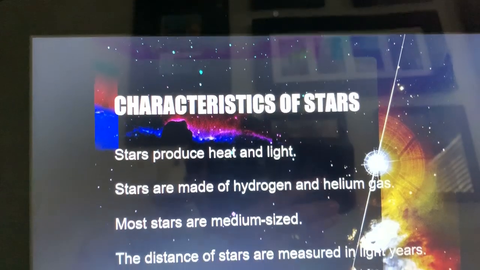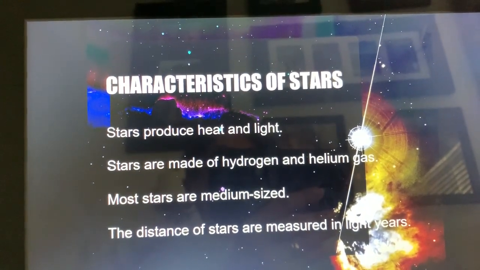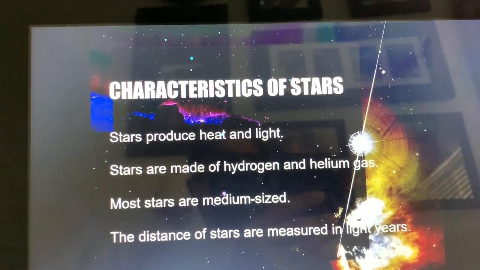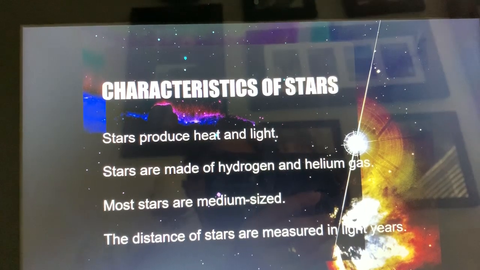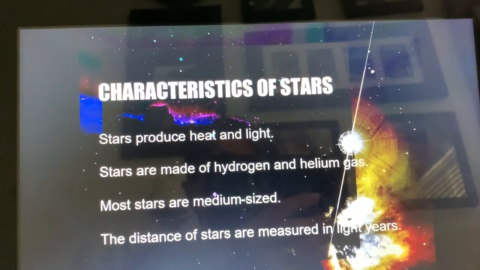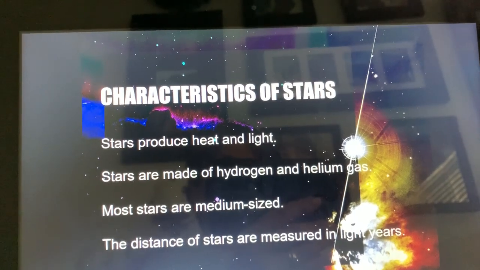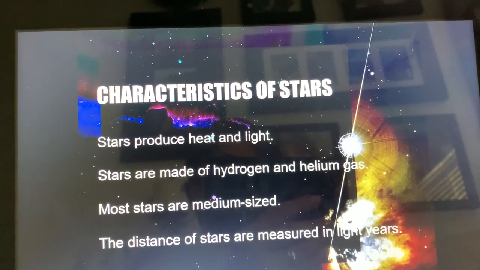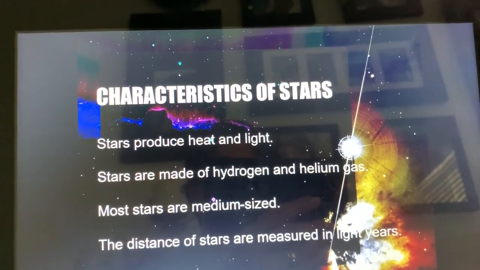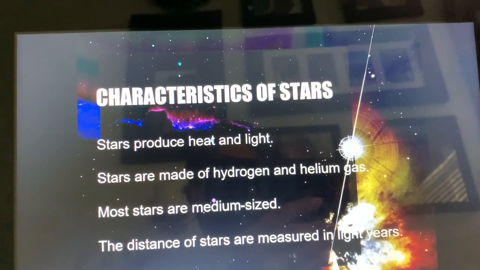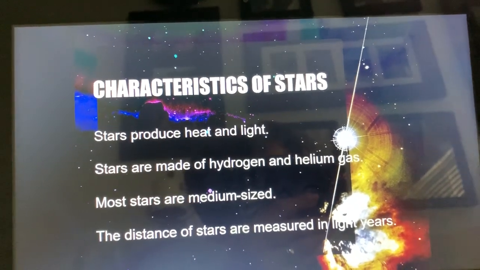Okay? So what are the characteristics of stars? And as you look at them, I want you to think of the sun because that's our closest star. Stars produce heat and light, true of the sun. Stars are made of hydrogen and helium gas. Probably a question on a standard test. Most stars are medium-sized, and the distance of stars are measured in light years.